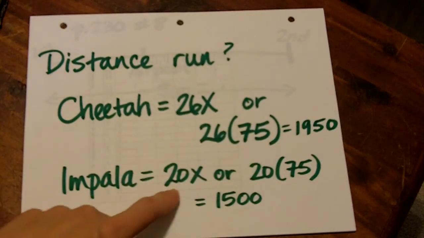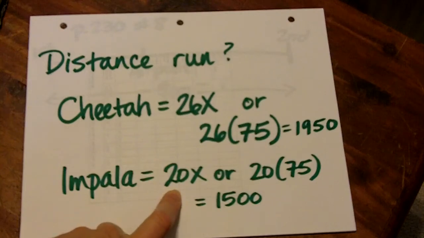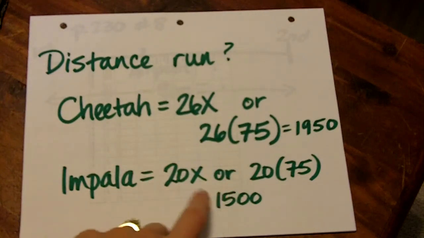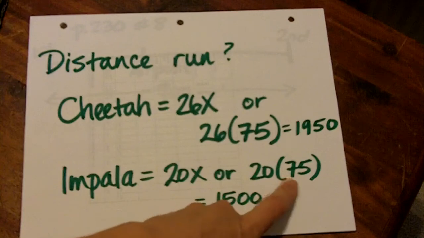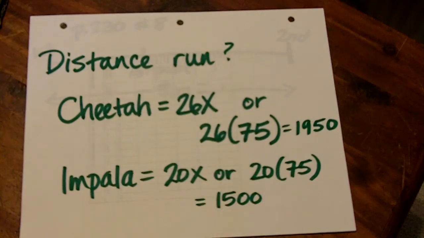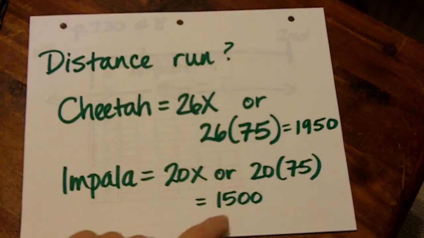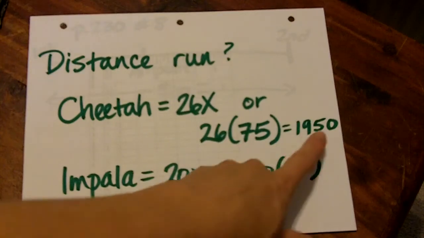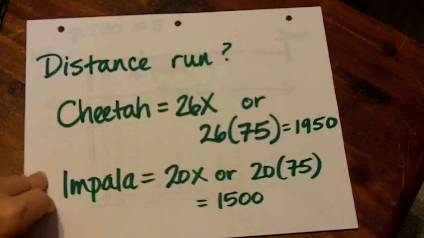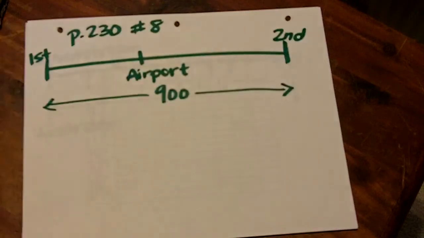The impala is going a shorter or a less fast rate, okay, but for the same amount of time, still 75 seconds. When you multiply that, you find that the impala only had to go 1,500 meters. And of course, if you add the 1,500 to the 450 meter lead the impala had, you would get 1950. So you can tell that you can check your work.